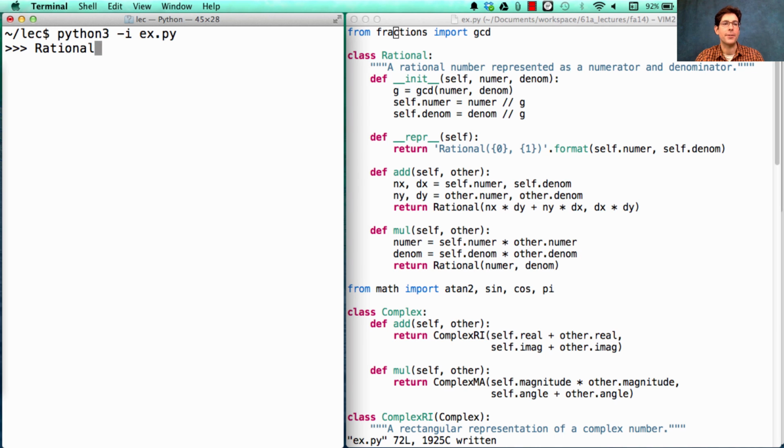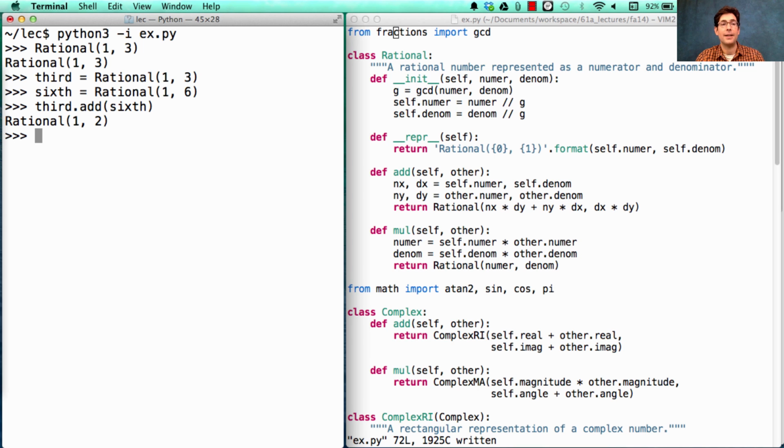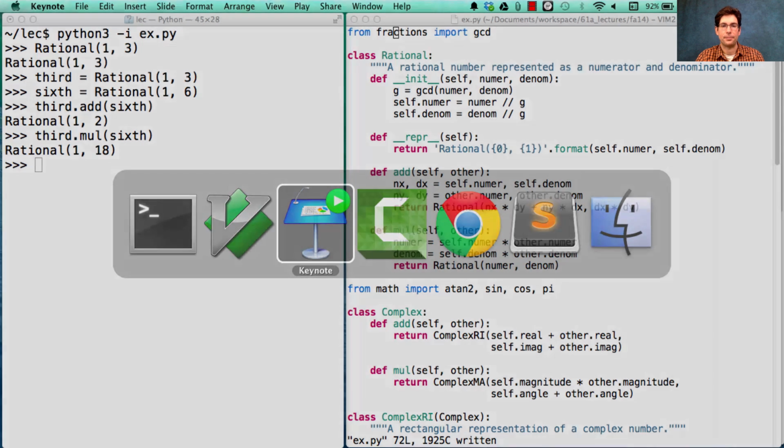So I can create a rational, 1 divided by 3, and it will just appear like this. I can give it a name. I can also give 6th the name, which is 1 divided by 6. And if I add 3rd and 6th together, I'll get 1 half, because that's what you get when you add a 3rd and a 6th. And if I multiply a 3rd by a 6th, then I'll get 1 over 18. Okay, so that's our rational class.